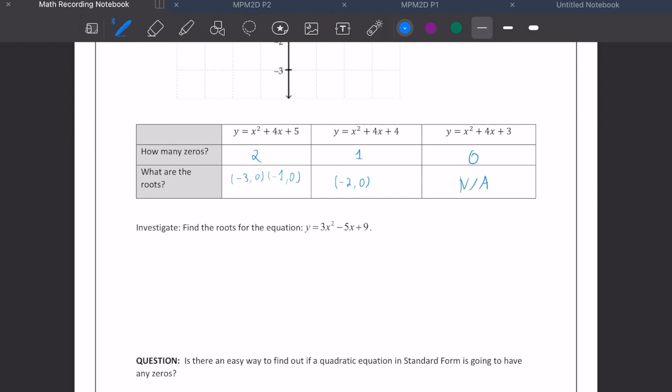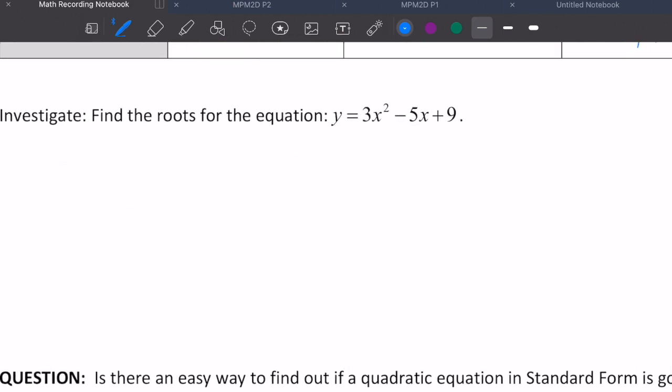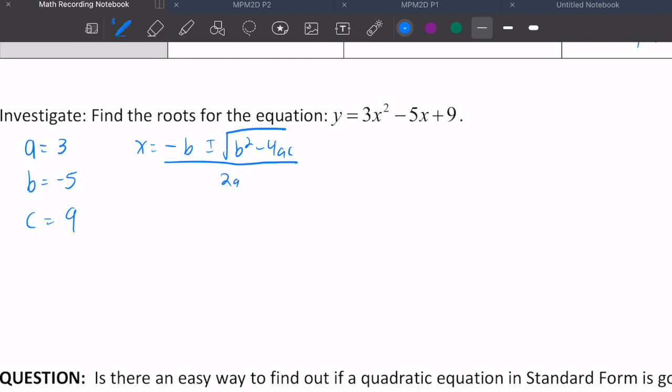Investigating here, we have an equation. Y equals 3x squared minus 5x plus 9. We can either graph it or use the quadratic formula in order to find it. But since we don't feel like graphing, we're going to use the quadratic formula and see what happens. Let's see if we can find the roots for this one. Our A is 3, our B is negative 5, and our C is plus 9. So x equals negative b plus minus the square root of b squared minus 4ac over 2a. Let's put in our information.